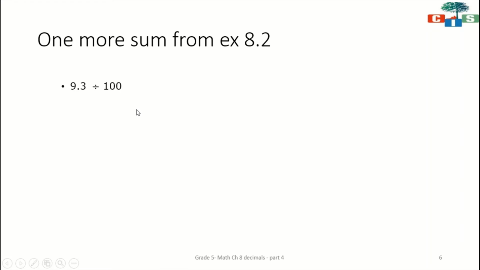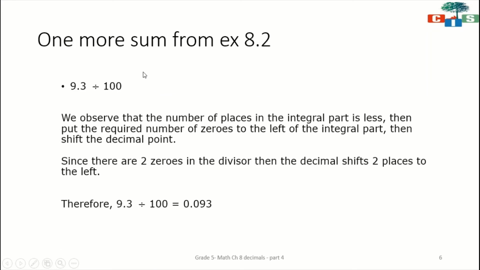So our scholars, our first task is to find out the number of zeros in the divisor. So here we have divisor as 100. How many zeros do we have in 100? We have 2 zeros in 100. Okay, so we have to shift this decimal point to its left by 2 digits. Now we will shift this decimal point, which is between 9 and 3, to its left by 2 digits.